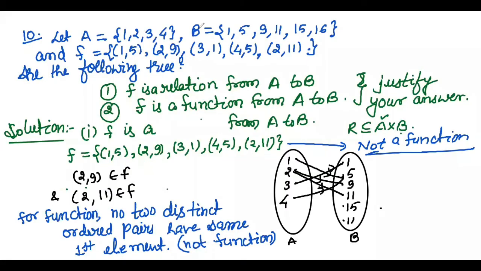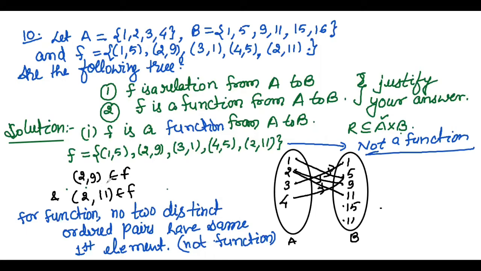Now second one, F is a function from A to B. So F is (1, 5), (2, 9), (3, 1), (4, 5) and (2, 11). Here we can see 2 is connected to 9 and 2 is connected to 11 also.